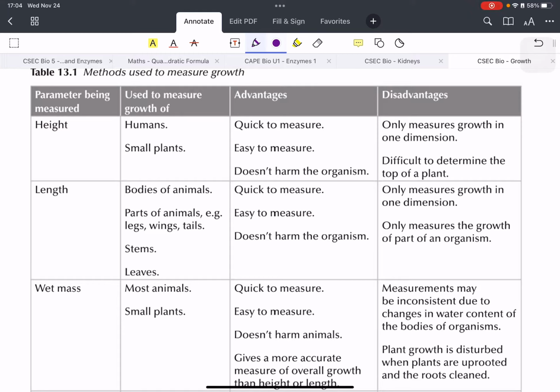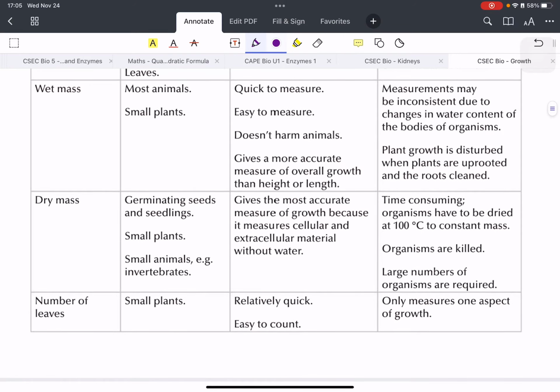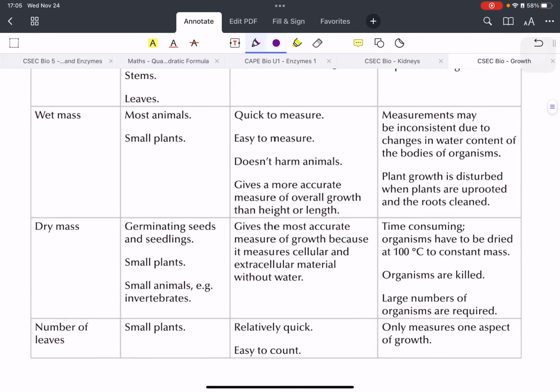I don't need to narrate this table for you. It's very self-explanatory, so I want you guys to take a read of it and make your mental notes for when you have to do a lab or a practical question, okay? So keep in consideration the height, length, wet mass, dry mass, and know the difference between wet mass and dry mass, okay? In dry mass, we need to actually evaporate the water from the organism, okay?